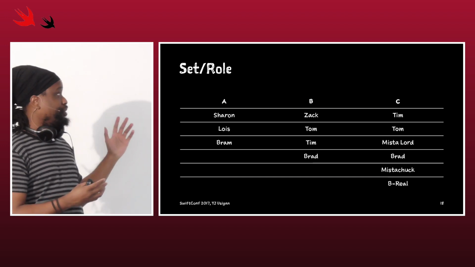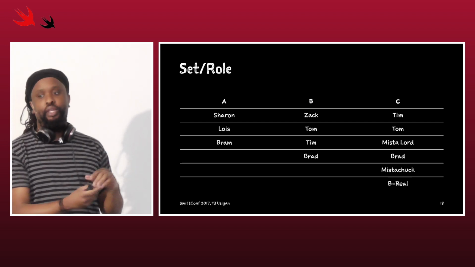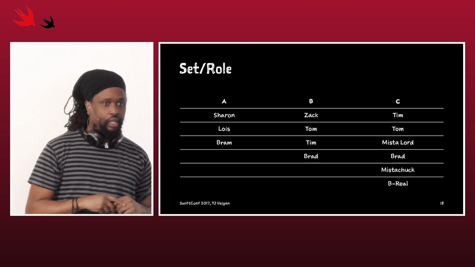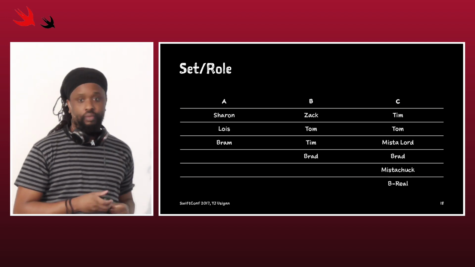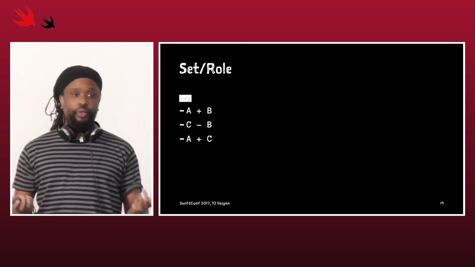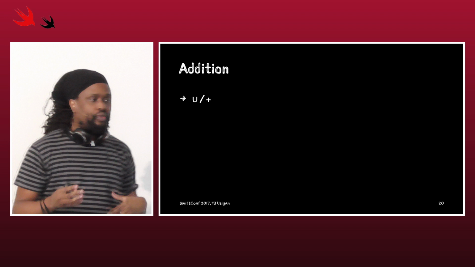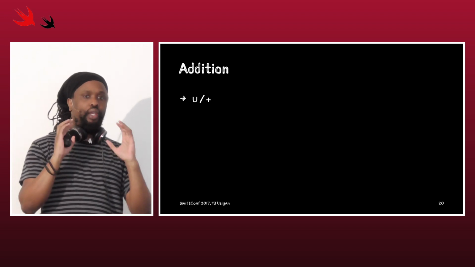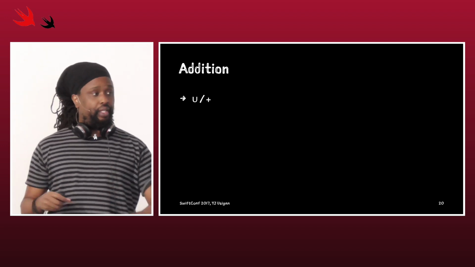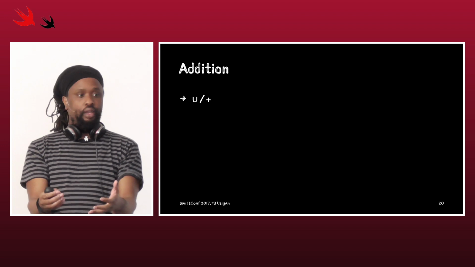We can say, let's make the band Sharon, Lois, and Bram, and Zach, Tom, Tim, and Brad. We can say, what is A plus B? We can say, what are the band members in Prophets of Rage who were not in Rage Against the Machine? We can say C minus B. Right now, what I care about most is addition, just addition. So in the structures that I'm going to be talking about, I'm going to usually pick one operation or maybe 2 to talk about. And what we're going to do is say, given a set of items and this operation, what can we say about this for everything?